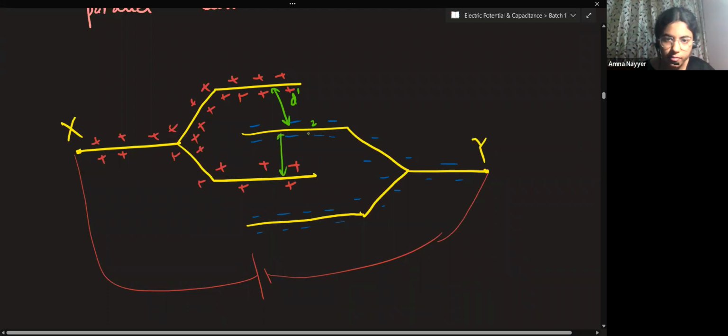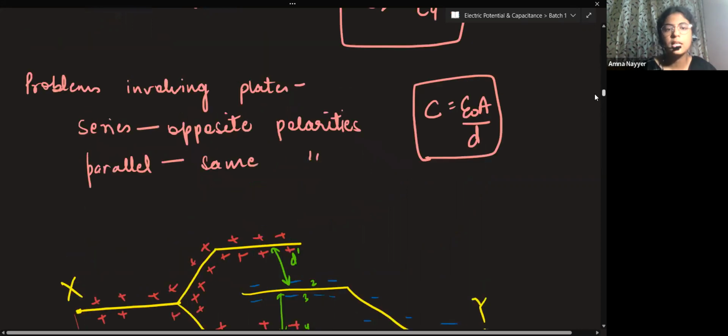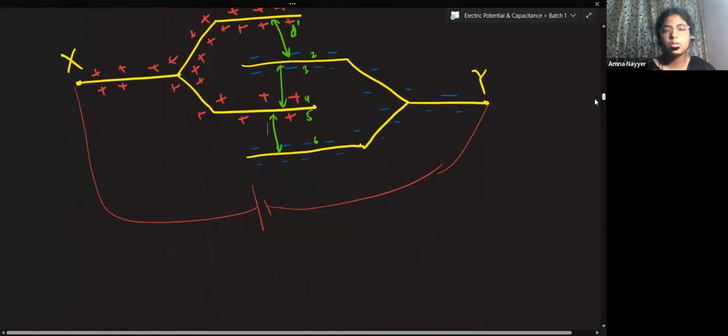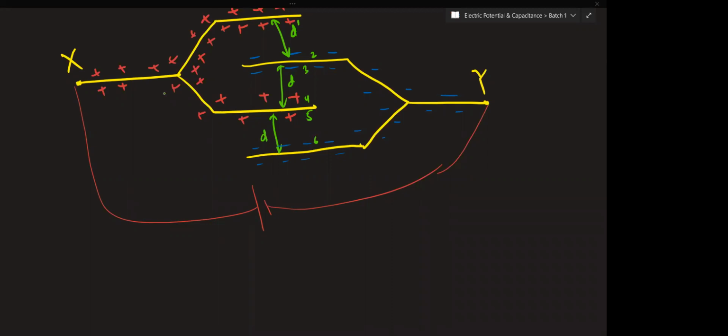Similarly, this is 3, this is 4. 3 and 4, opposite polarity. 5 and 6, these plates are having opposite polarities. How are opposite polarities connected? Opposite polarity plates are connected in series. So this is also D, this one will also be D, this one also. D is basically the separation between all the plates.